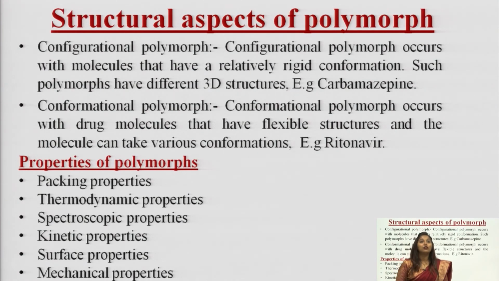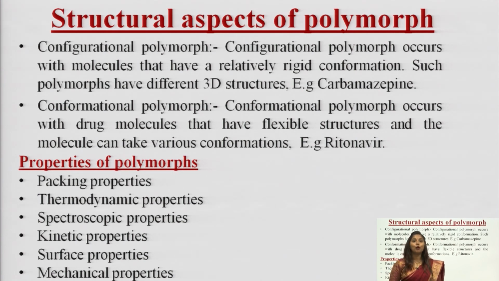Now, the structural aspects of polymorphs: configurational polymorph and conformational polymorph. Configurational polymorphs occur with molecules that have a relatively rigid conformation. Such polymorphs have different 3D structures, for example carbamazepine. Then conformational polymorphs: conformational polymorphs occur with drug molecules that have a flexible structure, and the molecules can take various conformations, for example ritonavir.